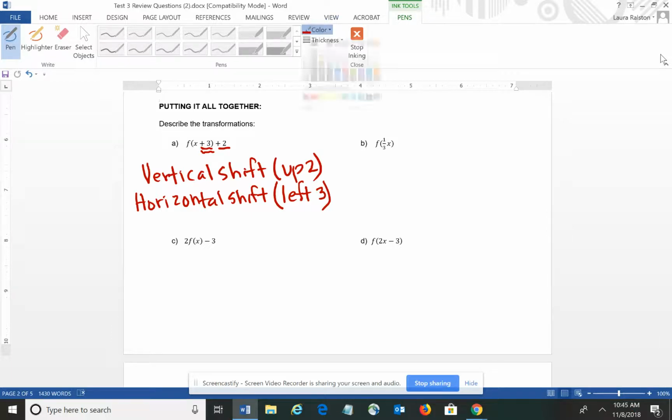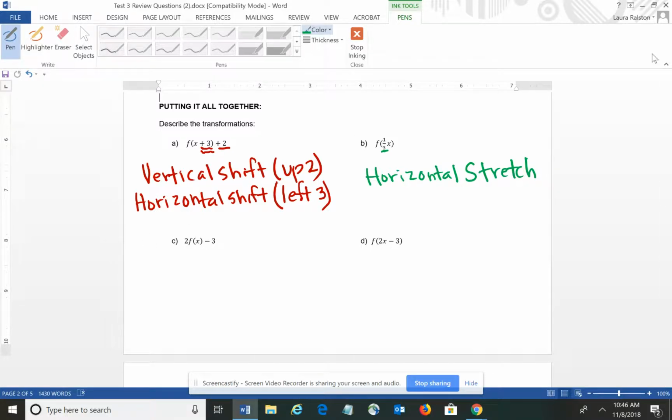Letter B, here we have f of 1/3 x, okay? The 1/3 is inside the parentheses with the x, which lets me know it's going to be a horizontal, either stretch or compression. Since it's 1/3, which is less than 1, it's actually a stretch, because remember, it's backwards to what we think.